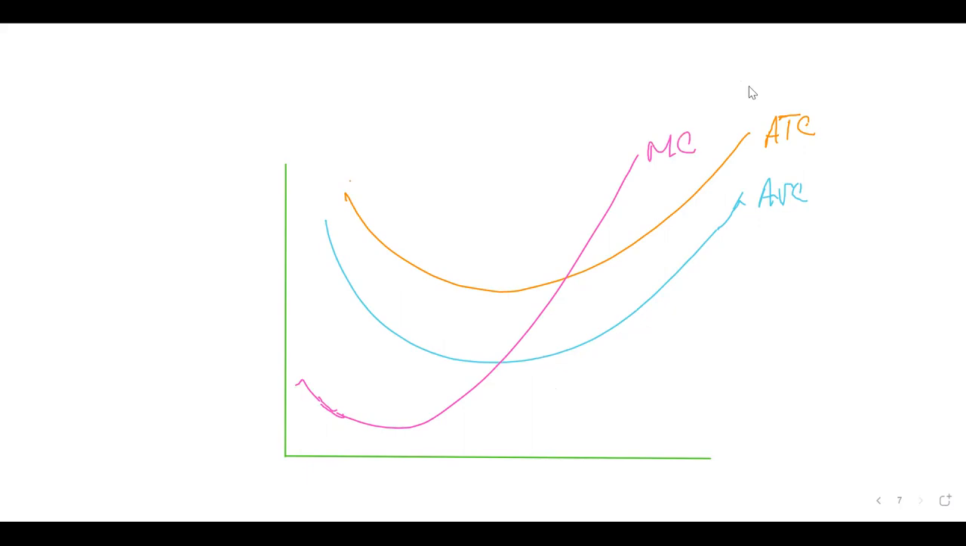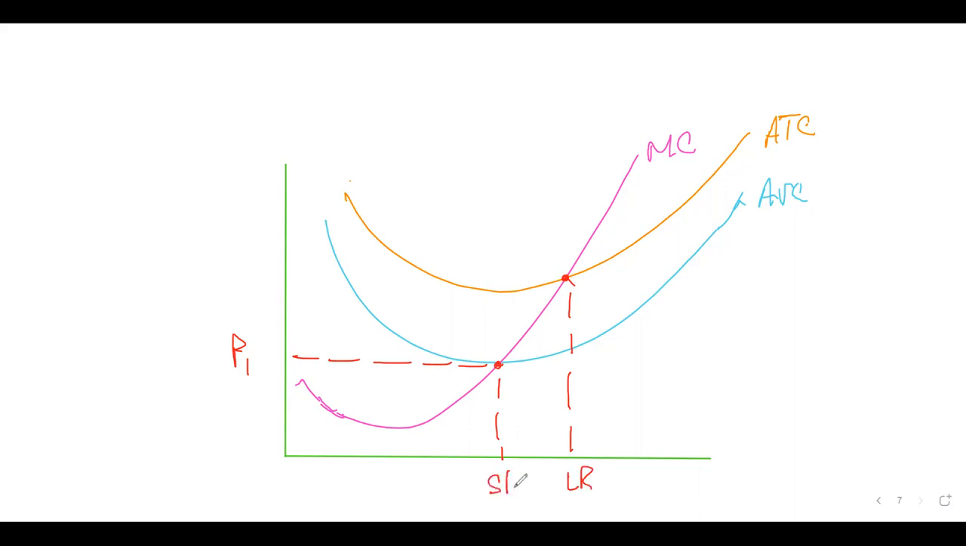So where would you want to produce in the short run? In the short run, where your marginal cost is cutting with your AVC, that is the minimum price that you need to have in the short run to operate, because at least you are covering your average variable cost. And in the long run, where this cuts with your ATC, that is the long run output.